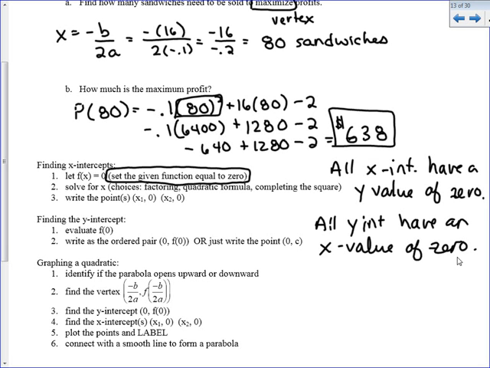So to find our y-intercept, you only have one of those. We're going to just put 0 in for all of our x's and evaluate. But we're going to find that there's a really easy, quick way to find our y-intercept. X-intercepts take work. Vertex takes work. Y-intercept doesn't take work.